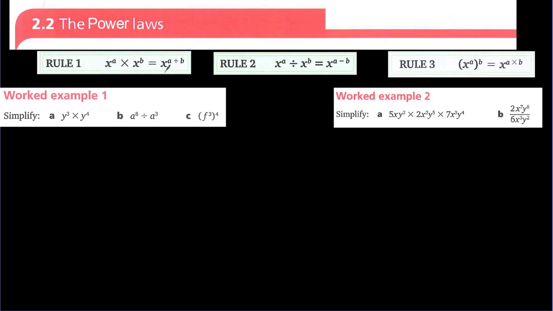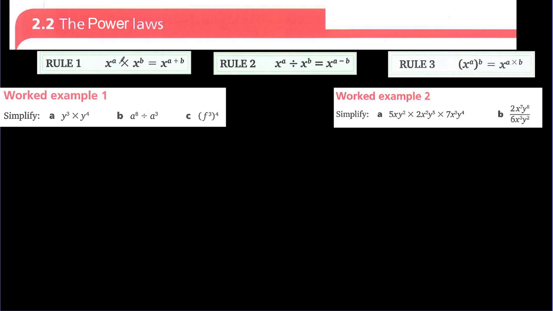Hi dear students, I'm going to continue with the second video about the power laws. Actually, we learned these power rules before, and we are going to use these power rules for different types of exercises. To remind ourselves what the power rules are, let's solve these exercises.